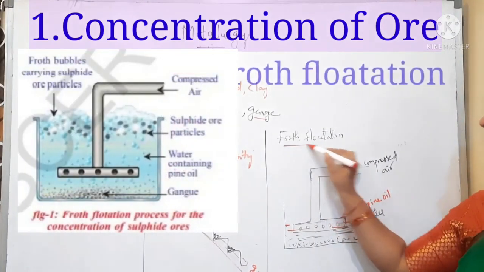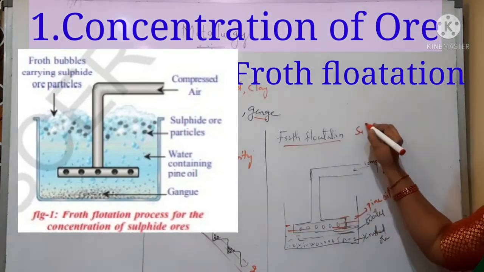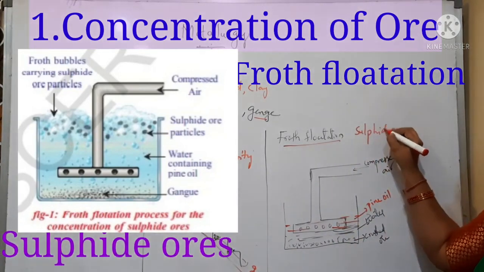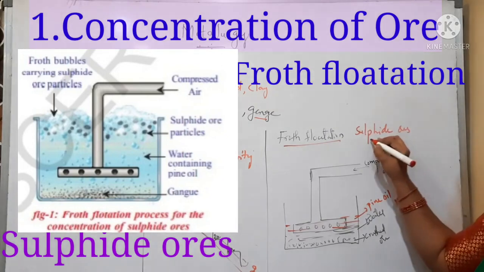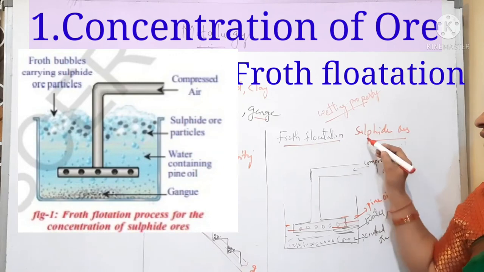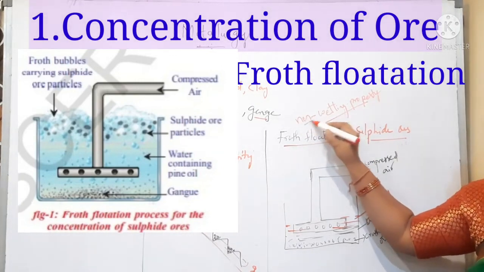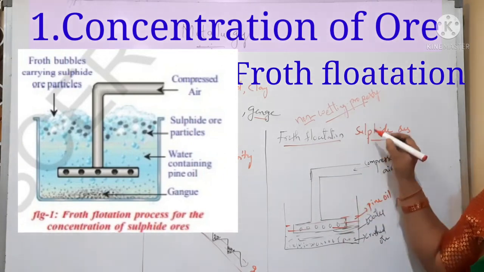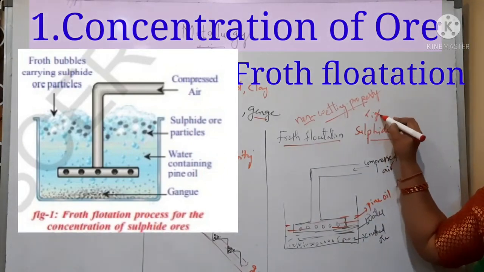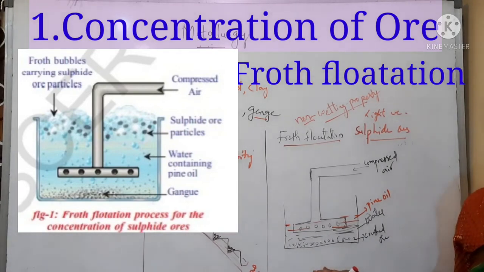And the third one is froth flotation. This froth flotation process is mainly used for sulfide ores. It is based on the wetting property. These sulfide ores have non-wetting property in water, and these sulfide ores are also lightweight. So based on these properties, we'll go for the froth flotation process.